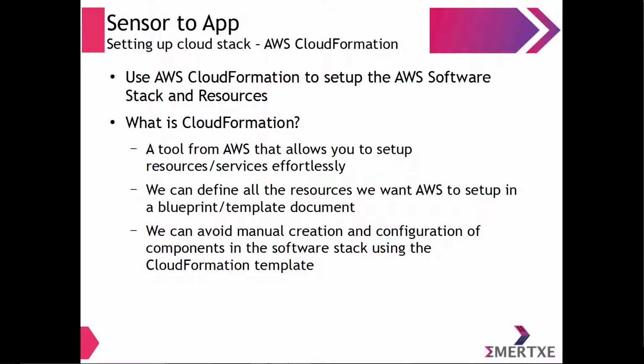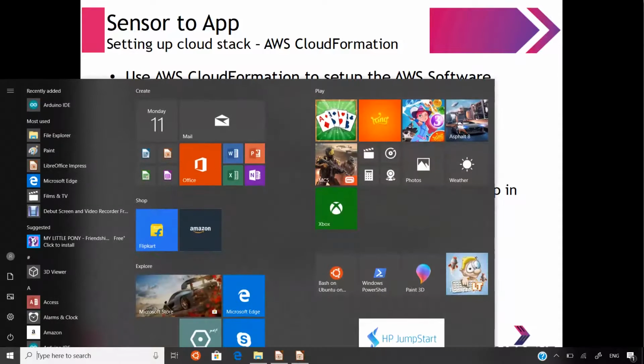To enable AWS CloudFormation to create the stack, we need to create a template document. In our case, we have already created a template document which internally creates the components of the software stack. This will be shared with you. The advantage of using this is we can avoid the manual configuration and creation. It can also be used for repeated creation of the stack. So let's see how we can create this software stack using a template document.